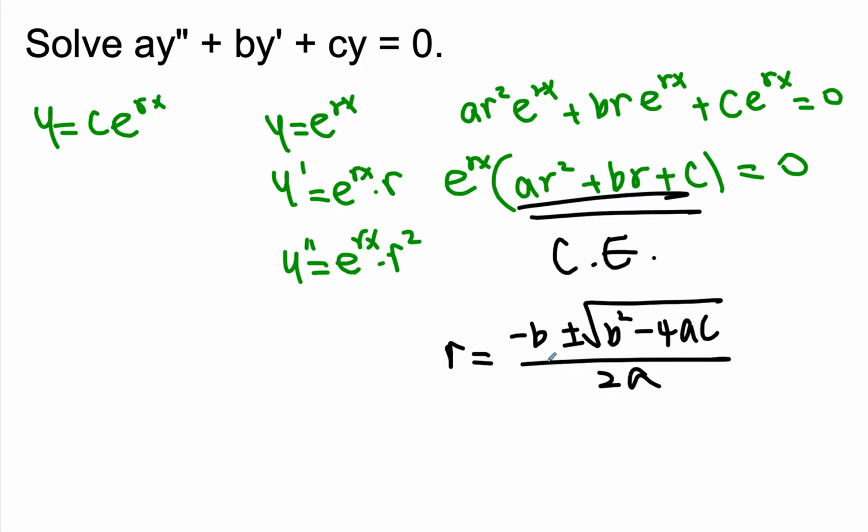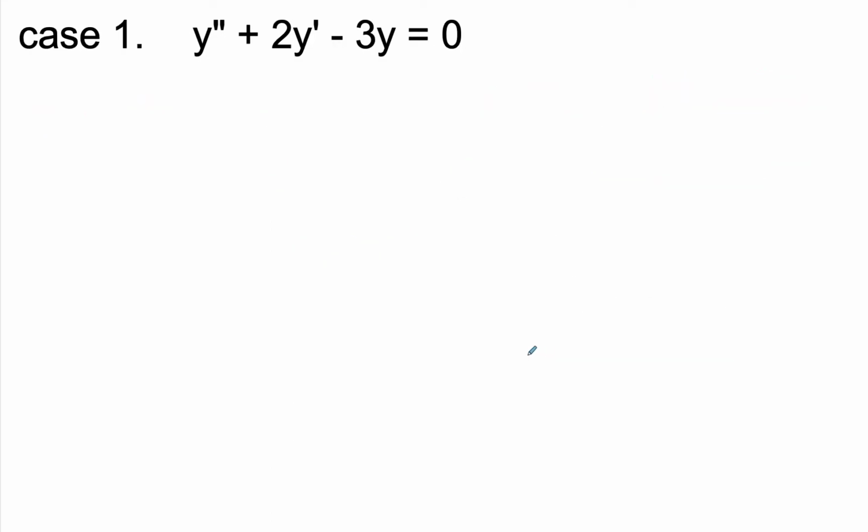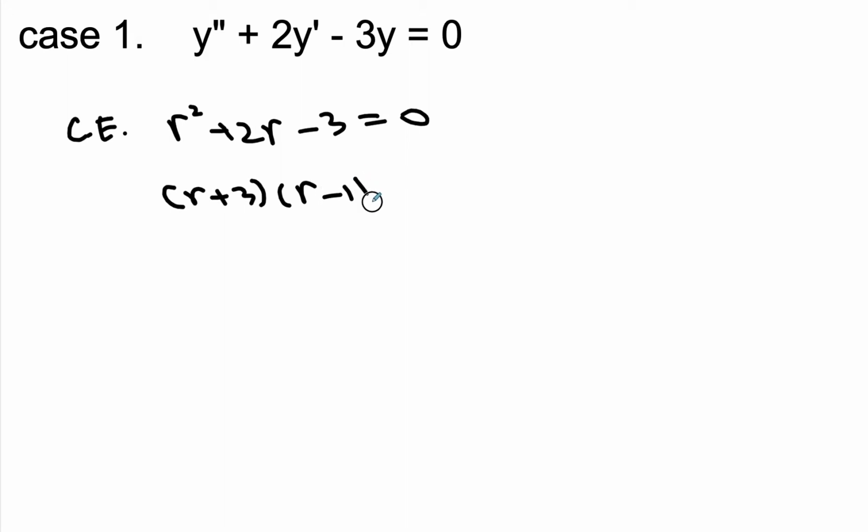So what I have done was I prepared three examples, and I want you to look at them together and see what we end up getting. For the first one, y double prime plus 2y prime minus 3y is equal to 0. I want you to solve this equation. How would you do it? As soon as you look at it, your characteristic equation is r squared plus 2r minus 3 equal to 0. Then you can factor this one, r plus 3, r minus 1 equal to 0. Hence, r will be equal to negative 3 and 1.